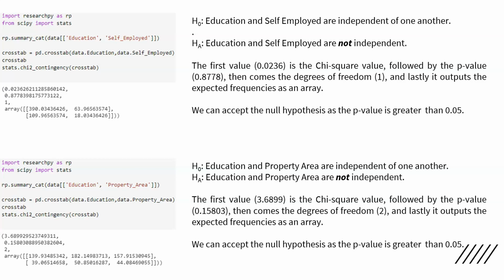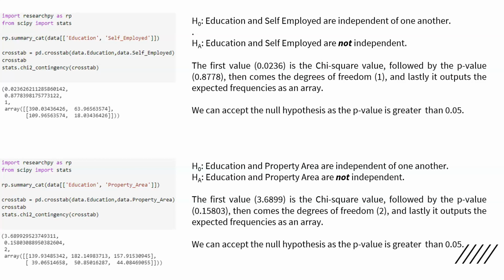Two possible levels. Here, the alternate hypothesis is education and self-employed are not independent. Look at the way I am structuring this. I'm saying they are dependent, right? So I'm essentially saying they are not independent, right? The null hypothesis is they are independent of one another. There is no relationship, right?